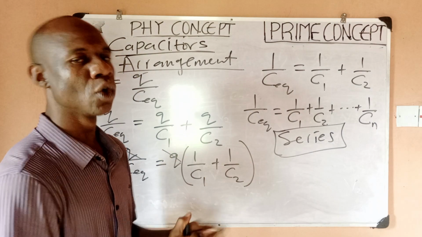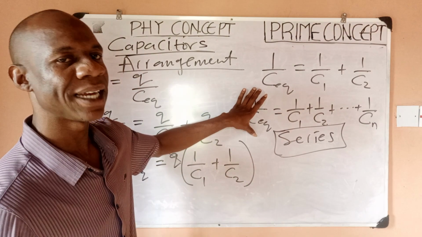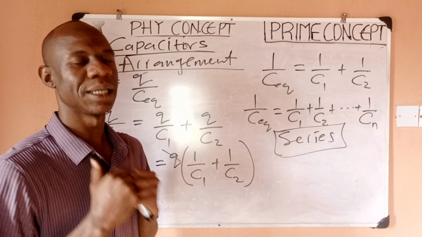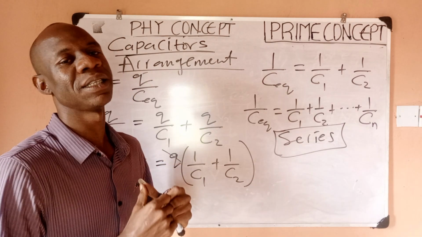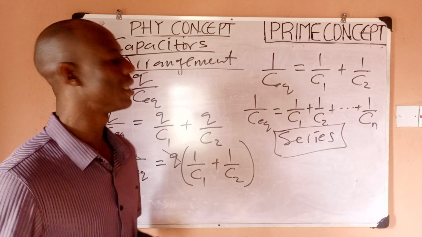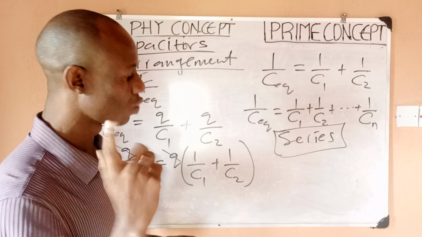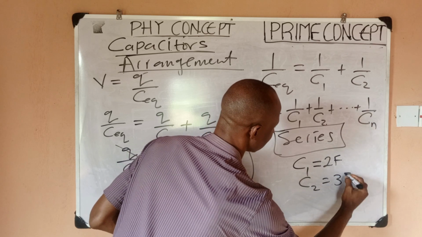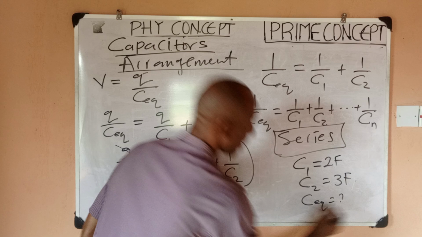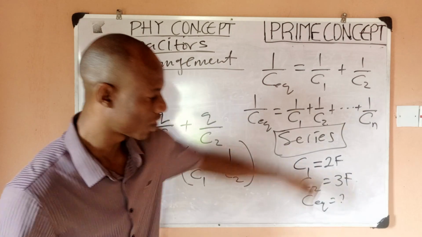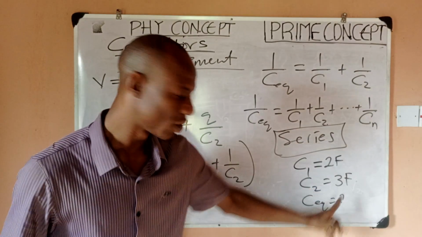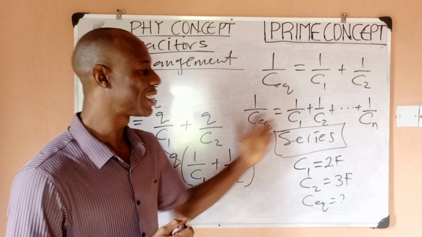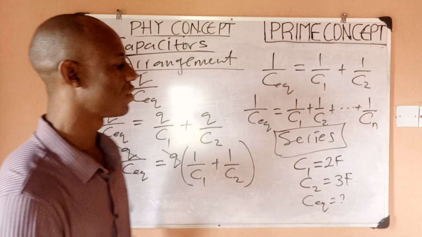Now, one of the points you should note from here is that the equivalent capacitance for series arrangement is always going to be smaller than each of the individual capacitances. I believe that is clear to you. What we mean is that if I have, say, C1 equals 2 farad, and then C2 equals 3 farad, and you want to find the equivalent capacitance, the equivalent capacitance must be smaller than both 2 and 3. So the value you will get here will be less than 2, and it will also be less than 3. That is what we mean. The equivalent capacitance of a series arrangement would always be less than each of the individual capacitances, right?